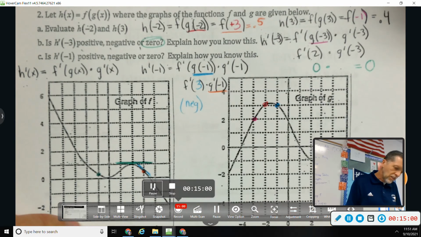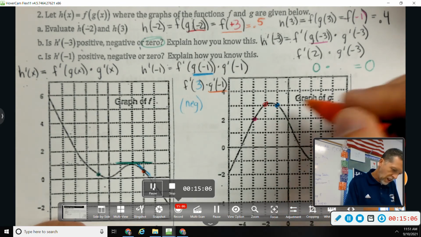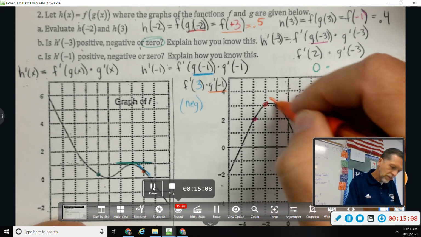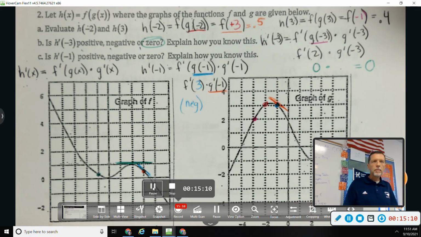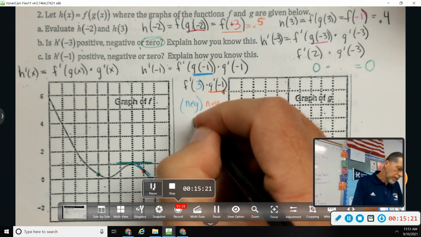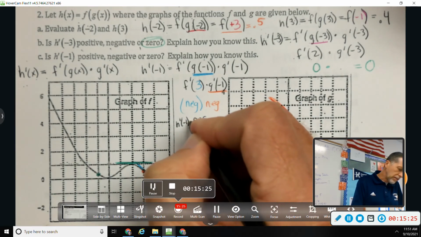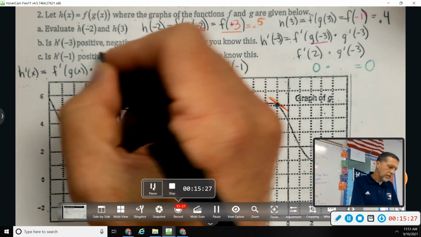The slope of g at -1, what's all I really care about? The slope of g at -1 is negative. And two negatives, if we're multiplying them, makes a positive. So h prime of -1 is positive.